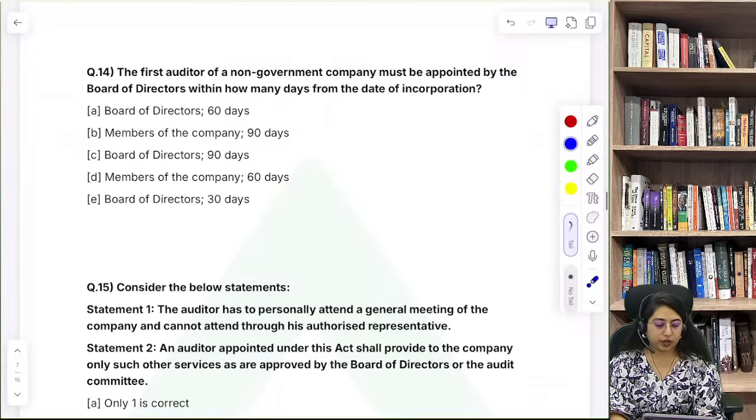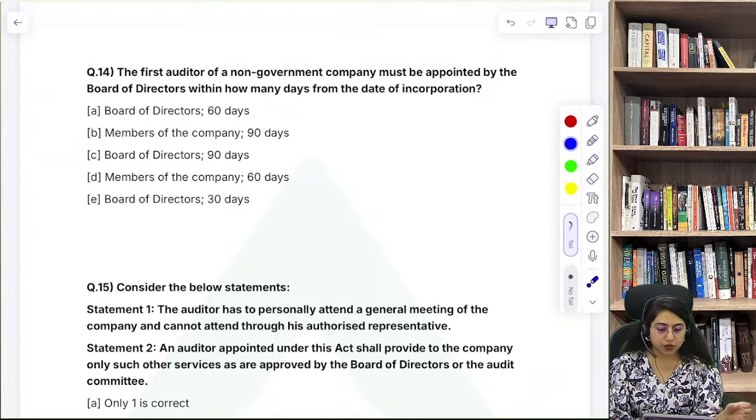Question number 14. The first auditor of a non-government company must be appointed by the board of directors within how many days from the date of incorporation? Question number 14. Yes, Kajal, 13 is the right answer.